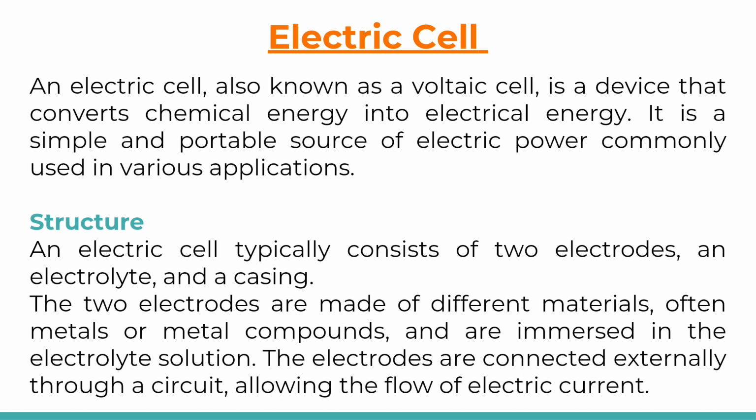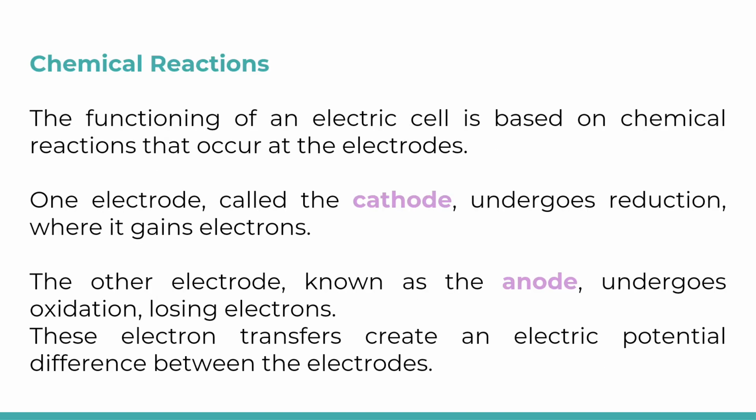The two electrodes are made of different materials, often metals or metal compounds, and are immersed in the electrolyte solution. The electrodes are connected externally through a circuit, allowing the flow of electric current. Chemical reactions. The functioning of an electric cell is based on chemical reactions that occur at the electrodes.